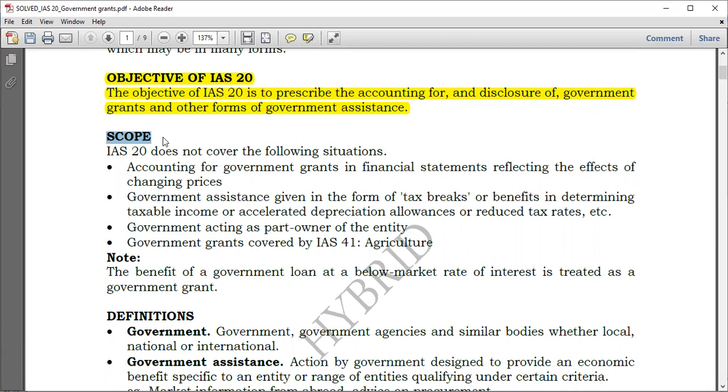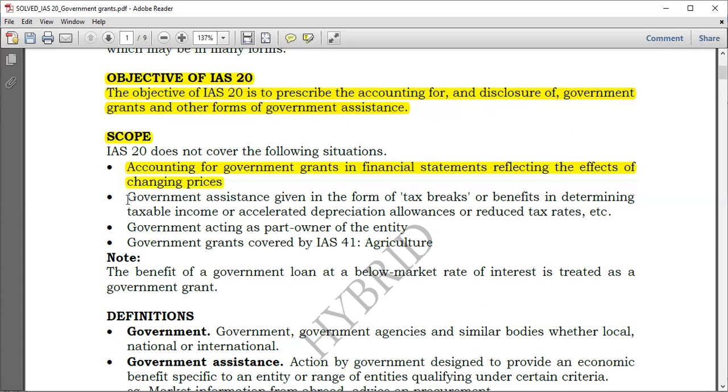When speaking of government grants, you have to know where the scope is limited for IAS 20. There are some other things that you can deem to be government grants, but they are actually not accounted for in this standard. For example, accounting for government grants in financial statements reflecting the effects of changing prices. In case there are price changes, we cannot say the government has granted us something because the prices have changed. It's something like a government comes to you and makes an agreement with you.